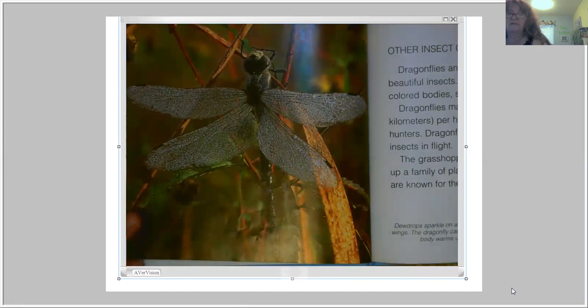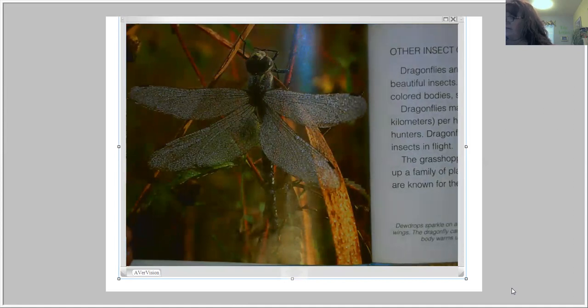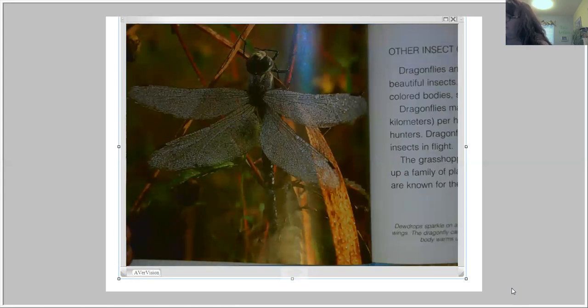Dragonflies and damselflies are among the most beautiful insects. They have slender, brightly colored bodies, see-through wings, and huge eyes. Dragonflies may fly as fast as 60 miles per hour. That's your car on the freeway, kind of. They are swift predators or hunters. Dragonflies use their legs to catch other insects in flight.